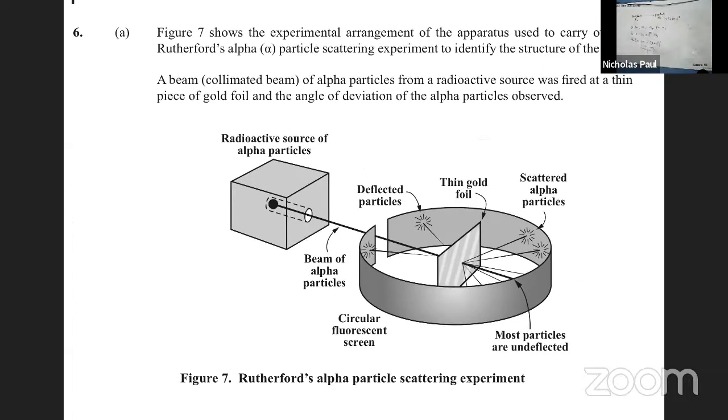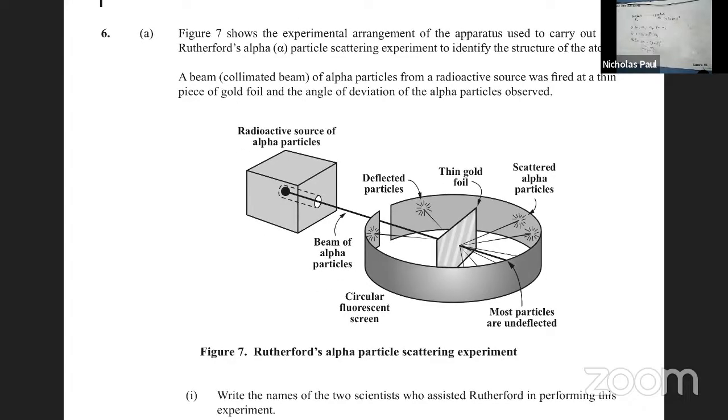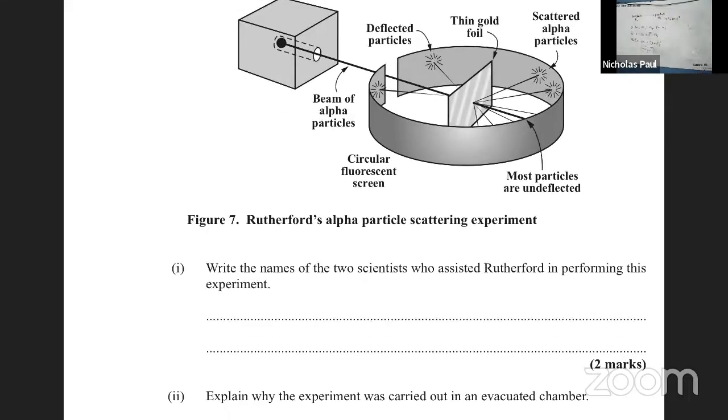Name the two scientists that assisted Rutherford. Geiger, Marsden. Geiger, Marsden, right? You should be able to spell it as well, right?